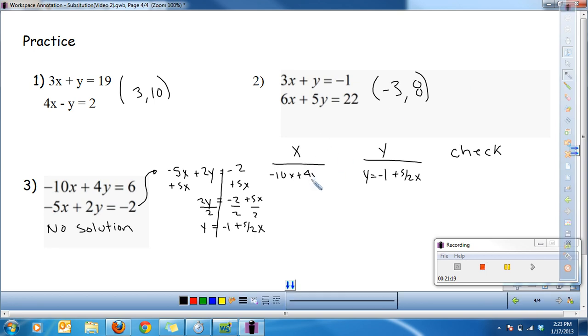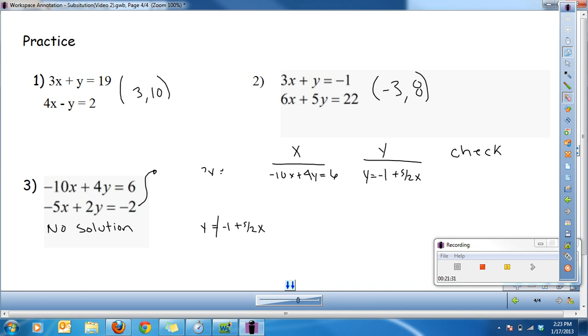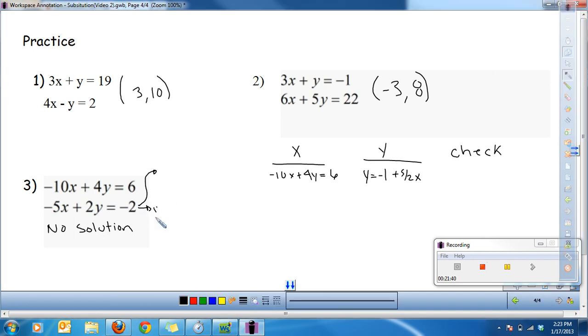plus 4y is going to be equal to 6. So let's go ahead and rewrite. We're going to run into space a little bit, so if you have this copied down, I'm going to erase this word so we have a little bit more room. And I'll rewrite my equation up here so that we still have it. We know that this equation right here turned into y equals negative 1 plus 5 over 2x. Let's erase this arrow.